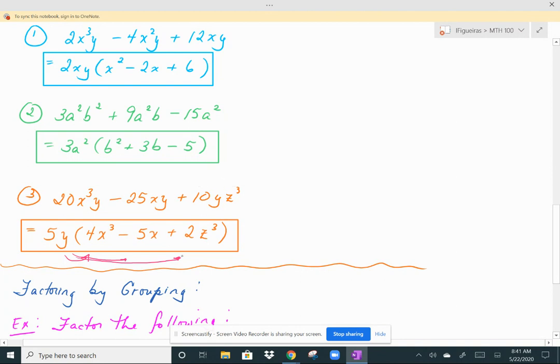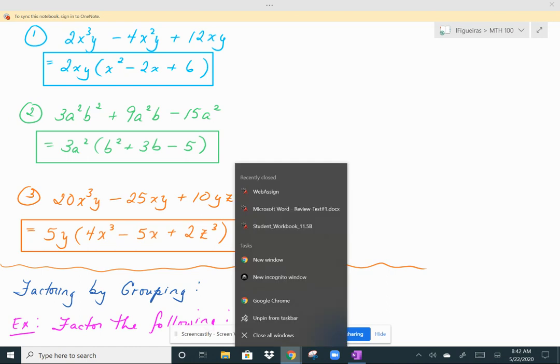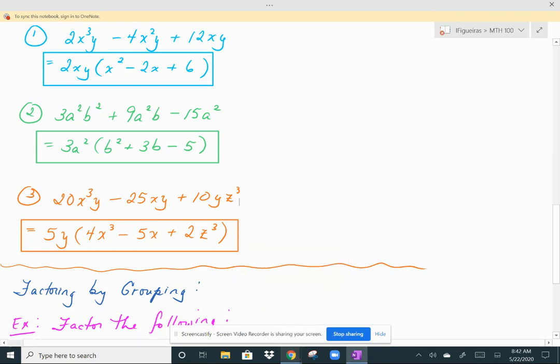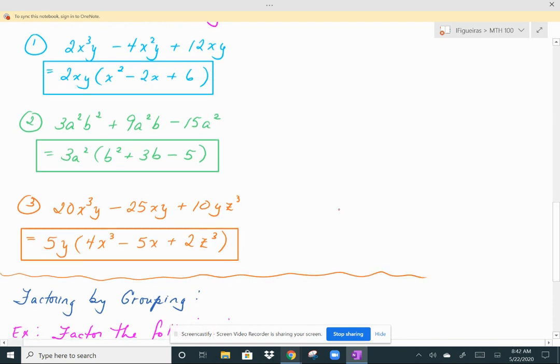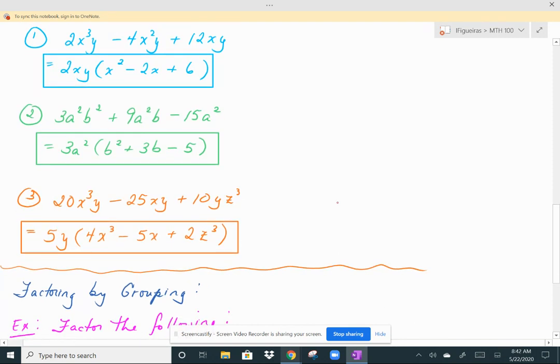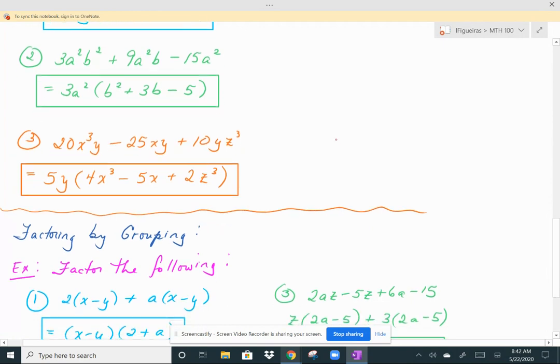Okay, so that's the most basic thing you should look for when factoring: look for a GCF, and if it exists, that GCF goes in front of the parentheses, and what's left inside the parentheses is the expression that remains in order for it to equal the previous step.